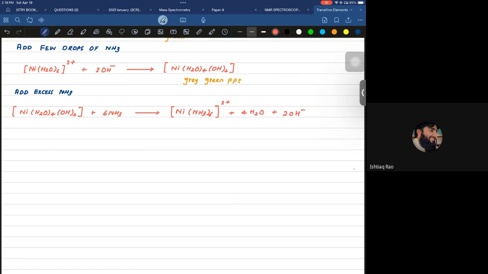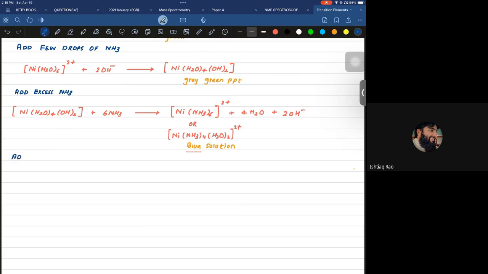Or you can also write Ni(NH3)4(OH2)2. You can also write this. Again, the charge is +2. And remember, this is a blue solution. Second thing that you need to memorize. Okay. Then I'm adding concentrated HCl.